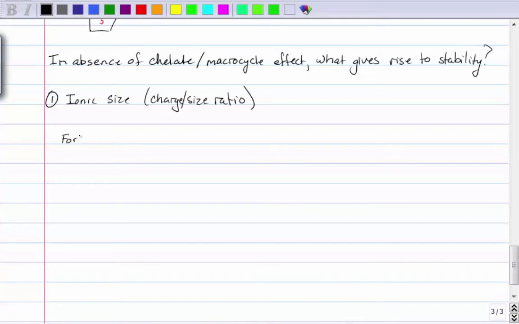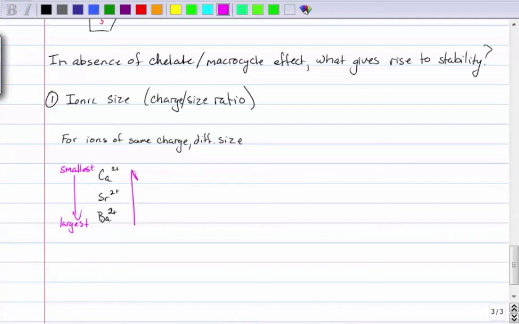Let's go first up and down the periodic table for ions of the same charge but of different size. So let's look just at that second column there of the periodic table. Let's start with calcium, strontium, and barium. All of those are +2 ions. So calcium is the smallest, barium is the largest, but the stability goes, so basically stability is going up the periodic table where you have the most stable complexes for calcium for any given ligand set.